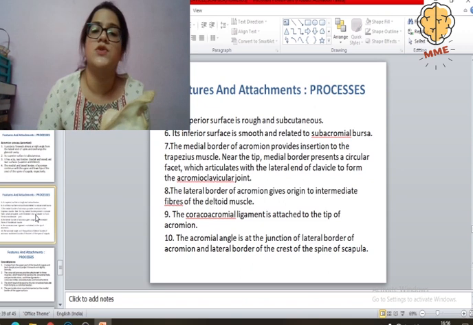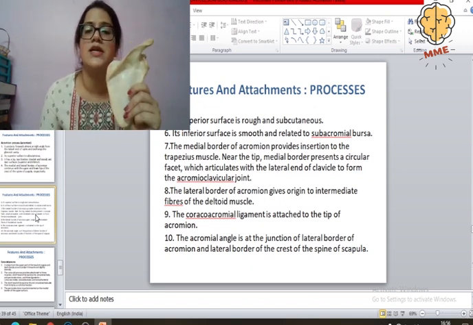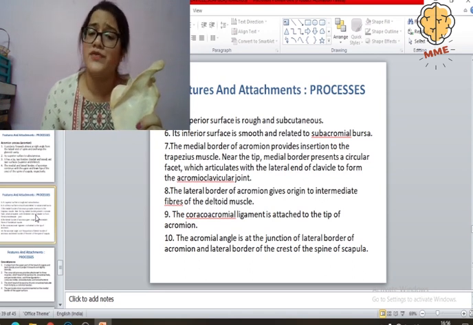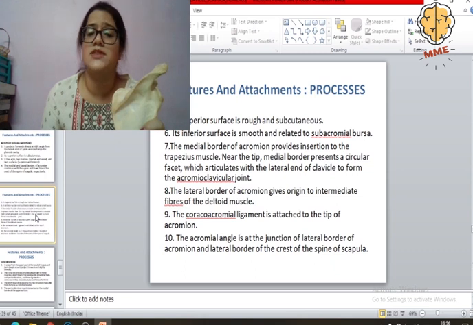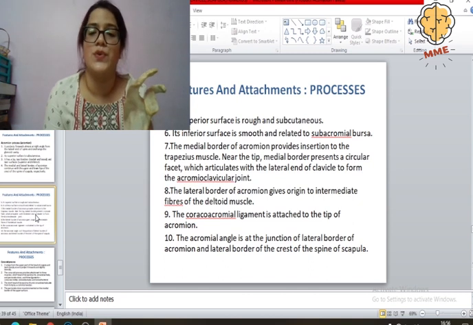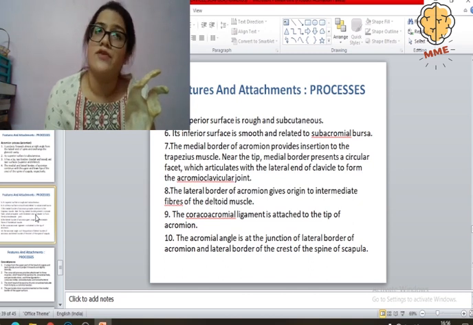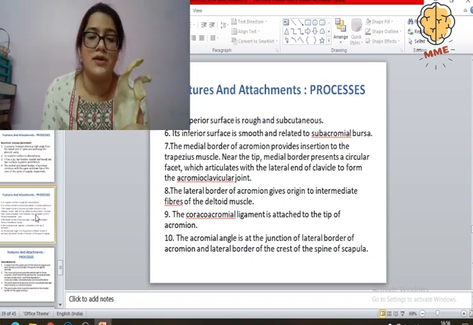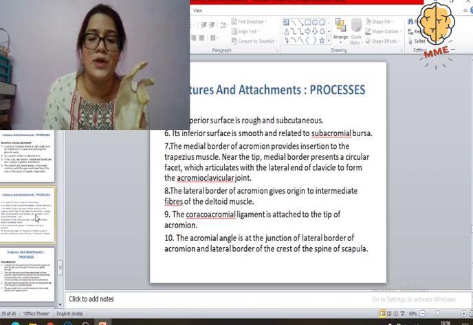trapezius. Now its superior surface is rough and subcutaneous, that I've already told you. Its inferior surface is smooth and related to the subacromial bursa. The medial border of the acromion provides insertion to the trapezius muscle. Near the tip, the medial border presents a circular facet. This also I have told you. And this circular facet will articulate with the clavicle to form the acromioclavicular joint.